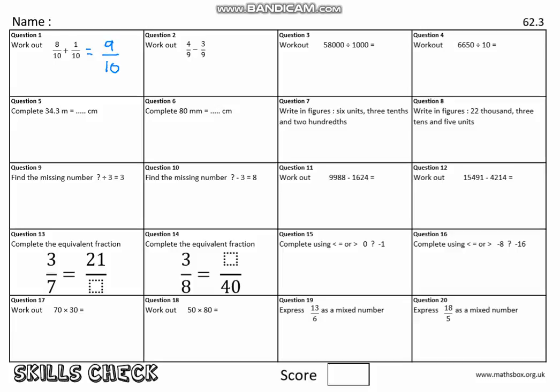Okay, next one then. So we've got a subtraction here. So it says 4/9 minus 3/9. Okay, so again, our denominator is the same. So we can just do the sum on the top. So 4 minus 3 is 1, and we can just put that over 9. So there's our answer there.